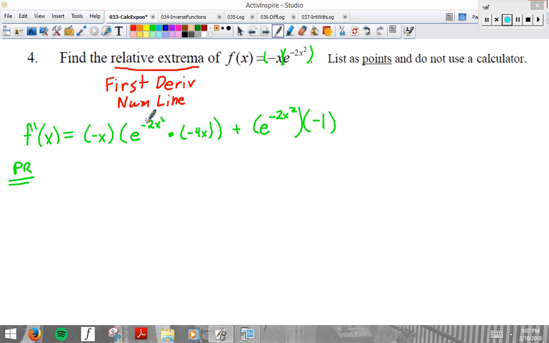For these problems, and for a lot of first derivative number line problems, we want to factor. Factoring usually helps clean things up. So we're going to factor f prime of x. What do we see in common? Well, I see both terms have e to the negative 2x squared. What would be left over? Negative x times negative 4x.